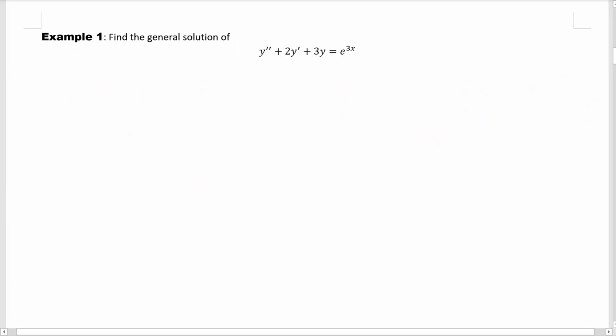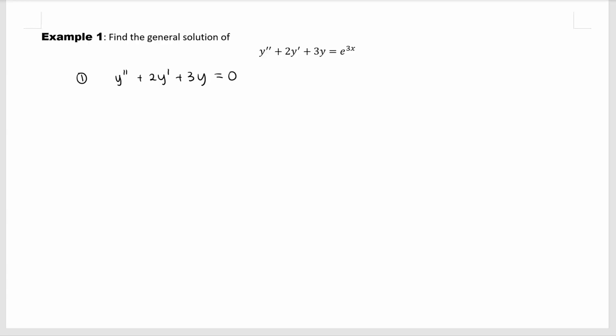Example 1. Find the general solution of this non-homogeneous differential equation. Okay, so let me get my black. The first step, we want to compute the homogeneous differential equation. So we take the differential equation with the right-hand side equal to 0. Okay, this is the first step.